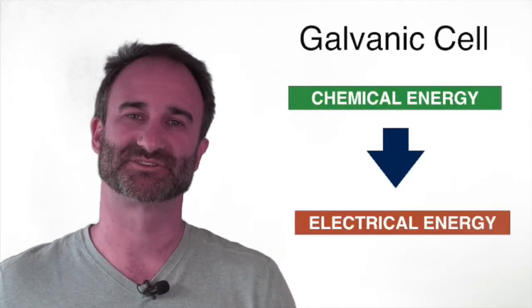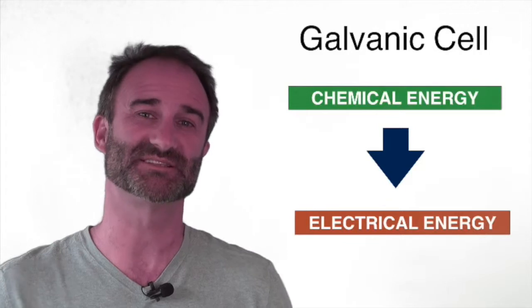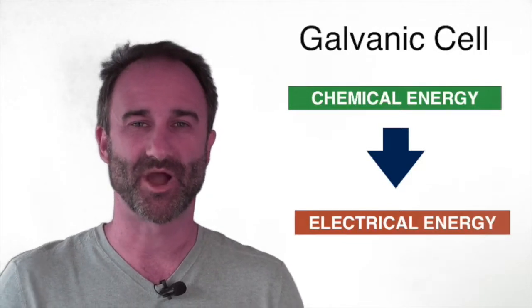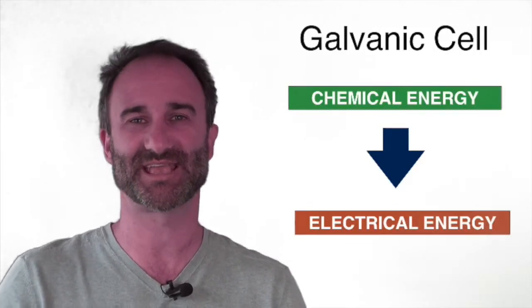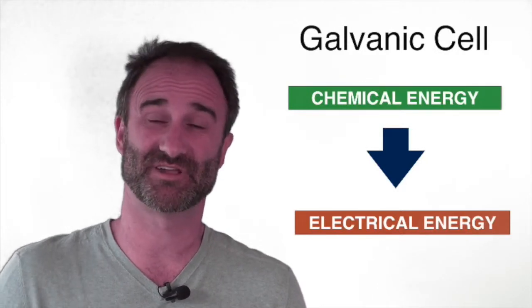The second kind of cell is called a galvanic cell, or sometimes a voltaic cell. And in this cell, chemical energy is converted into electrical energy. Did you get that? We're going to actually generate electricity. We harness the power of a spontaneous chemical reaction to create a flow of electrons. And of course, what's a flow of electrons?